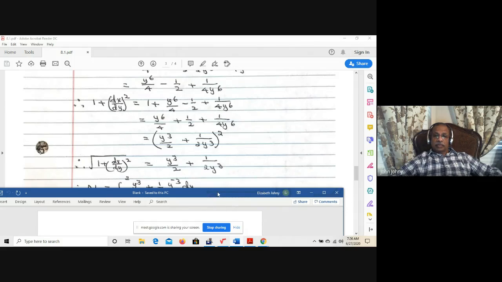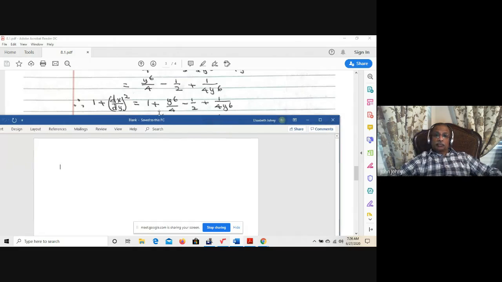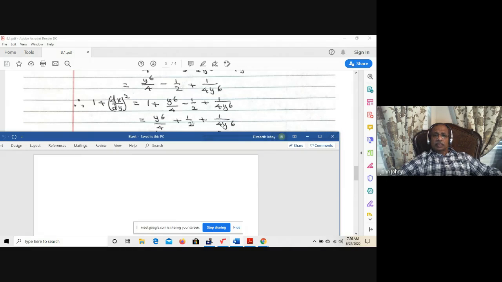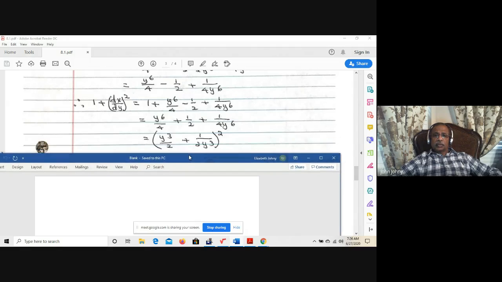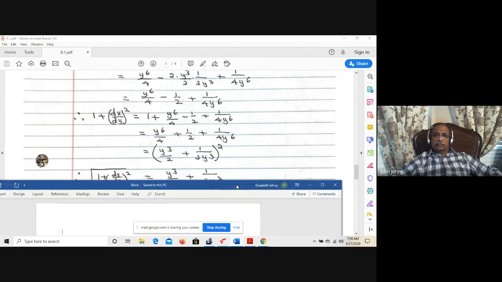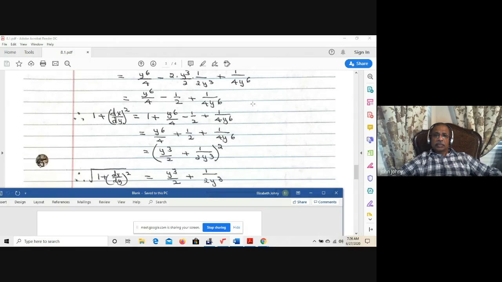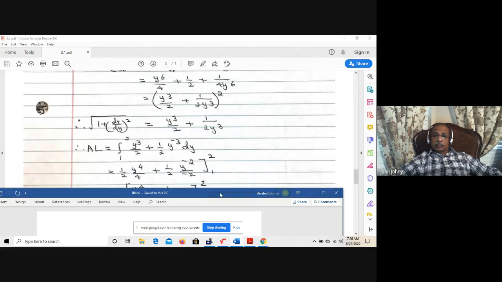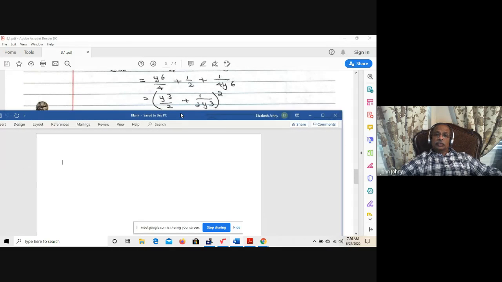Therefore, 1 plus dx over dy the whole square is equal to 1 plus y to the 6 over 4 minus 1 half plus 1 over 4y to the 6. 1 minus 1 half is a plus 1 half. Therefore, it is the same as y cubed over 2 plus 1 over 2y cubed, the whole square. Compare these two: this is a minus 1 half, so that is y cubed over 2 minus 1 over 2y cubed the whole square. Here is a plus 1 half, so this minus becomes plus.